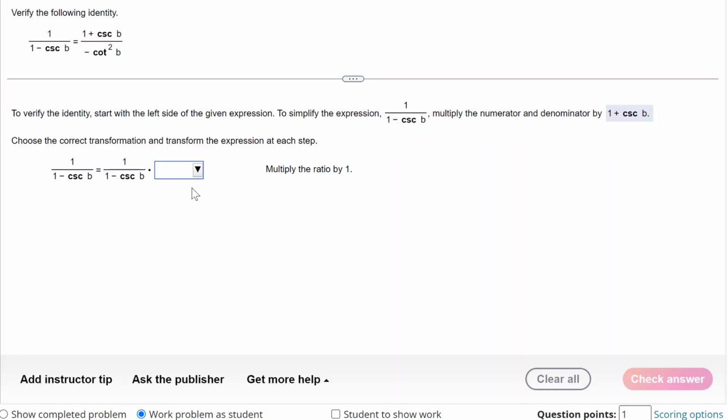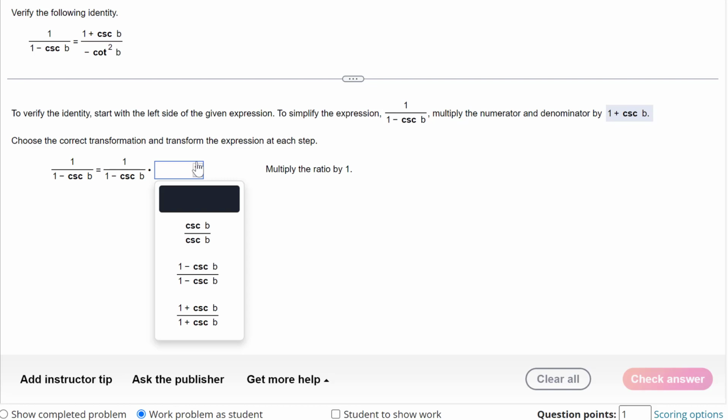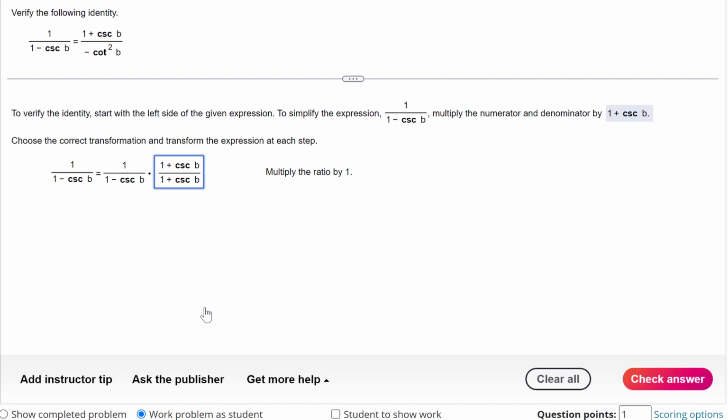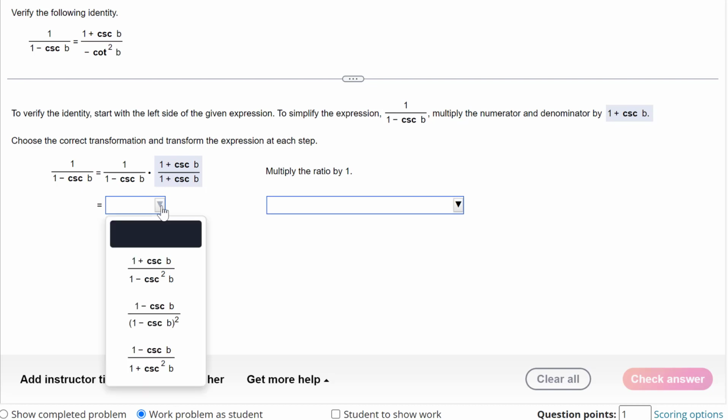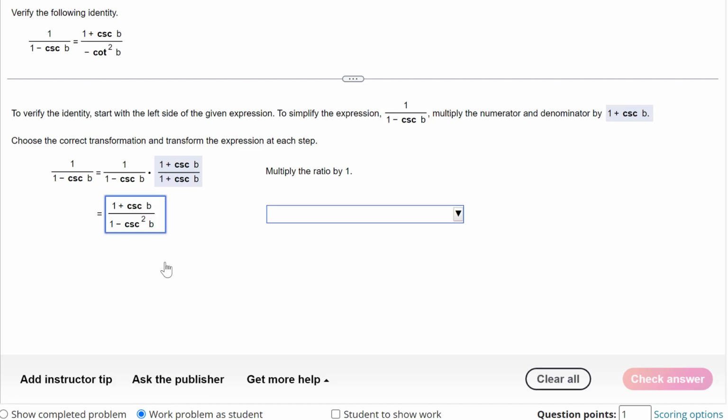And then you'll be asked to actually show that step. Show multiplying the top and bottom by 1 plus cosecant b. Notice the reason here, because you're just really multiplying by 1. And then they're going to ask you, well, what does that become when you actually multiply it out? On the top, obviously 1 plus cosecant b. On the bottom, I think we're going to FOIL this out and end up with 1 minus cosecant squared b. So I believe that's this choice here.